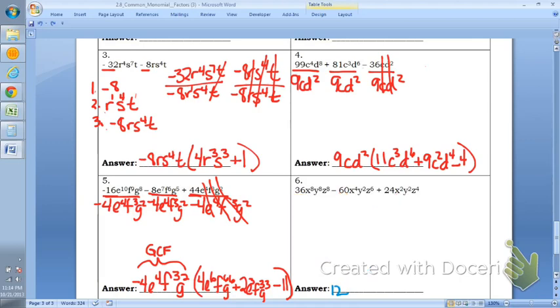And we're ready for our variables. All three terms have an x in them. The smallest exponent of our x, though, is 2. All three terms contain a y. The smallest exponent on y is 2. And all three terms contain a z. The smallest exponent is 4.